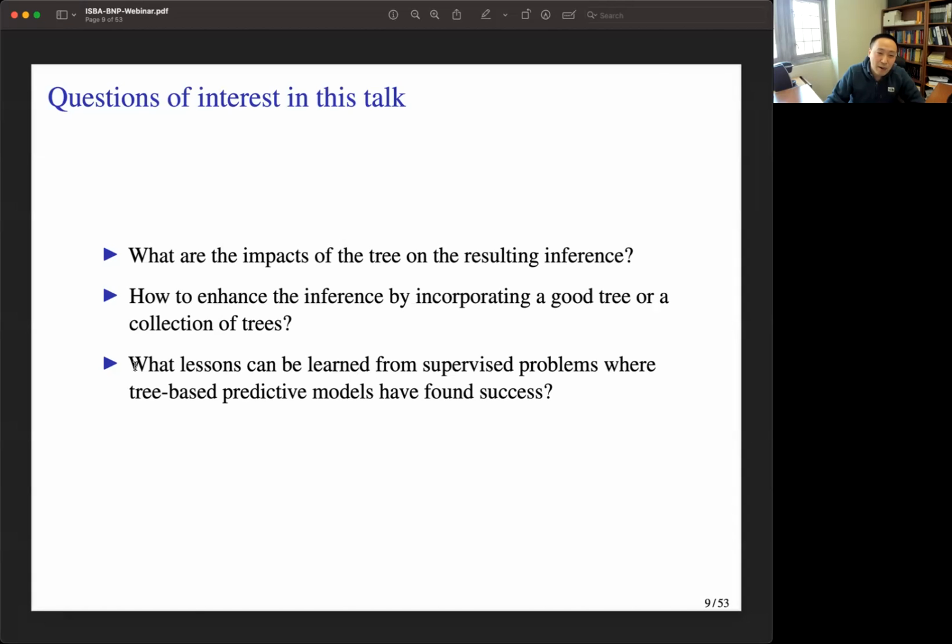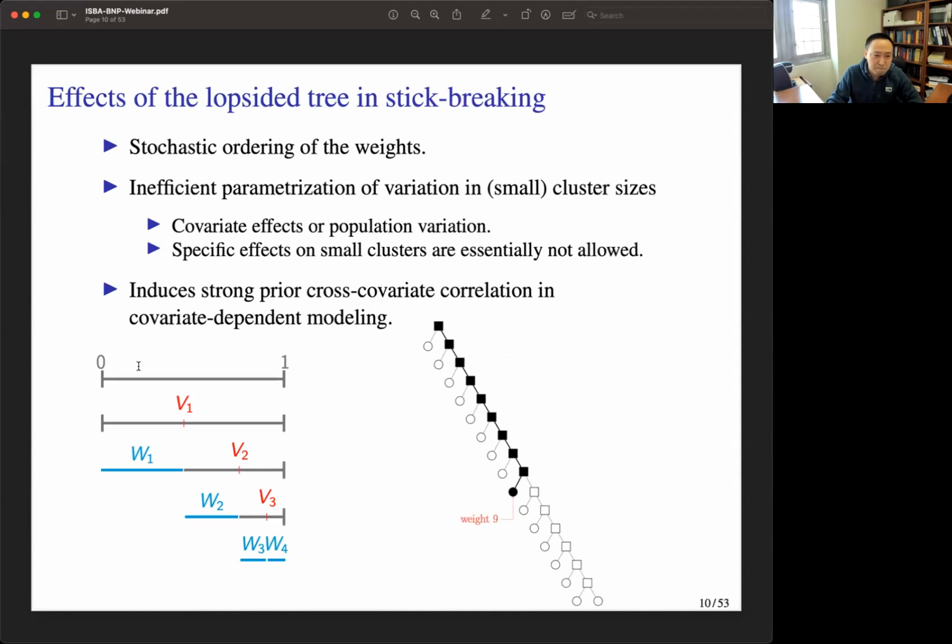And I will also, and very importantly, look at lessons from supervised learning that we can learn from, in which, for example, tree ensembles have been very successful. We know BART, we know boosting, and random forest. Those are all very powerful supervised algorithms using a collection or ensemble of trees. And can we do the same in the context of unsupervised trees? So those are the objectives I'm trying to hit here.